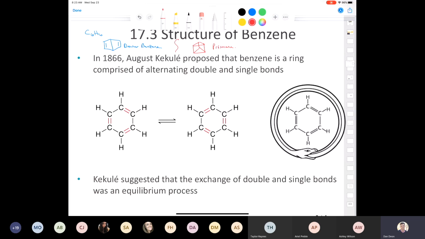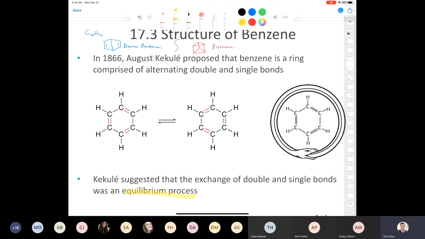And if you're like, well, why didn't they just run with those and say, that's the structure of benzene? Well, the reason why is because it didn't explain the reactivity or the lack of reactivity of benzene. And if you Google it, you'll find that there are other structures that I've forgotten. Anyhow, Kekulé had this famous dream where he dreamt of a snake consuming itself by the tail, and he said, well, it must be a cyclic structure. He suggested that the exchange of double and single bonds was an equilibrium process.